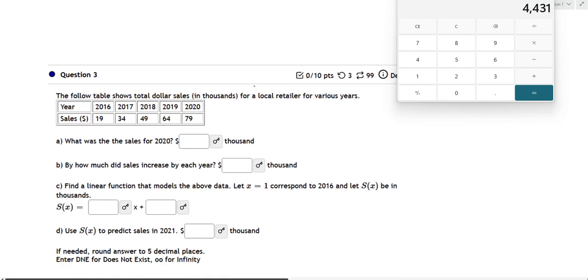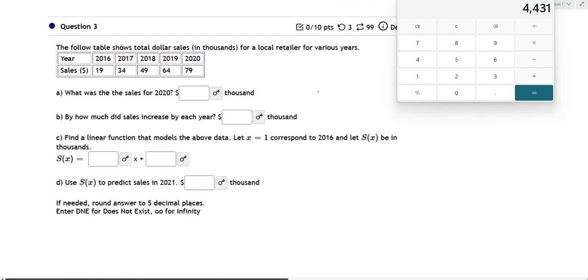Okay, so let's look at this next one. They're not really going to walk you through it, but it's a similar goal. We've got the following table showing total dollar sales in thousands for a local retailer for various years. What were the sales for 2020? So 2020, it was 79,000 right there.